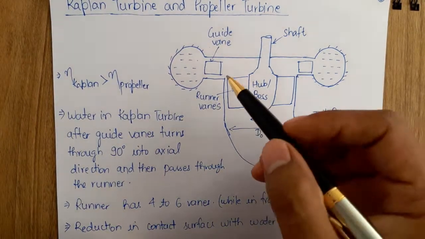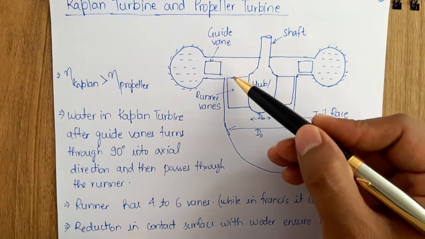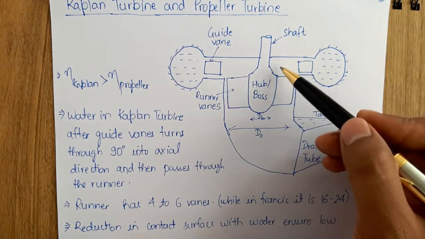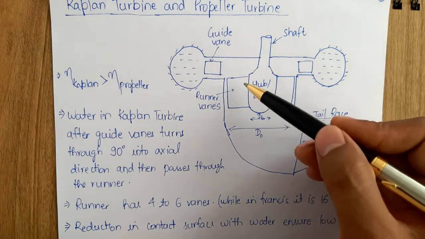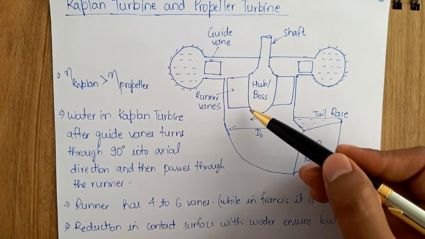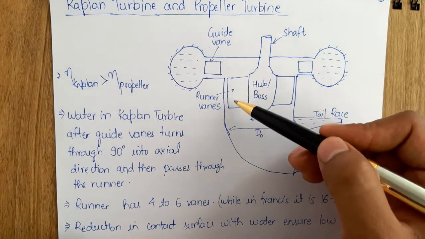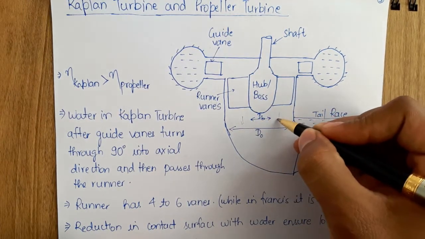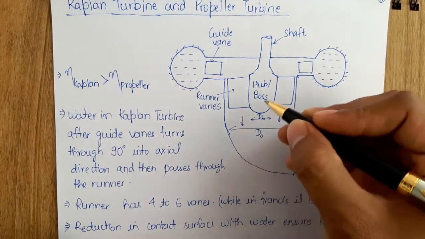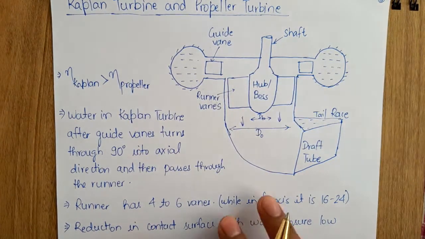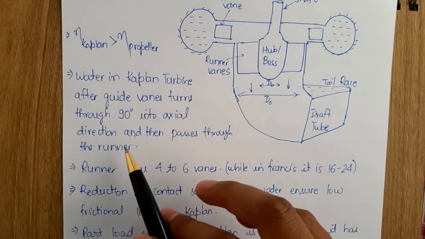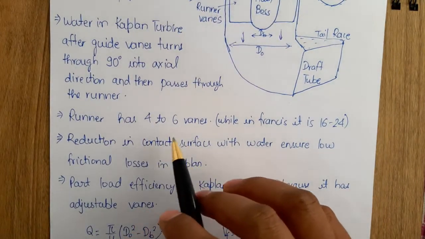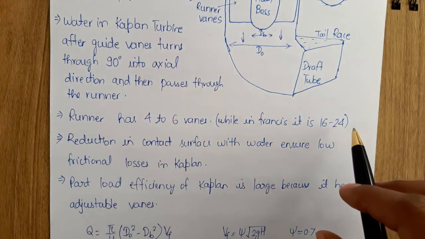In the previous arrangement, we saw that from the guide vane to the runner vanes, water was reaching in the same plane, like this. But in the Kaplan turbine, the water will come downward and change its direction by 90 degrees, and it will come out at 90 degrees to the direction in which it entered the guide vane. So it changes direction by 90 degrees into the axial direction and then passes through the runner. Now the runner has 4 to 6 vanes, while in Francis it is 16 to 24.